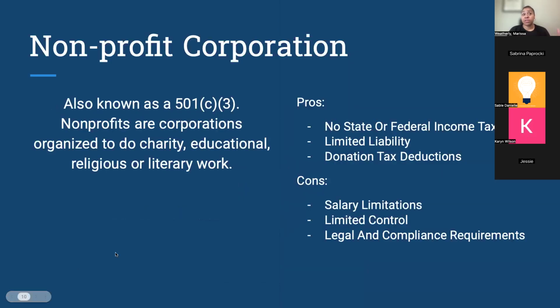So now nonprofits, let's talk about this structure. Nonprofits, also known as a 501(c)(3), are corporations that are organized to do charitable, educational, religious, or literary work. The biggest part about a nonprofit corporation is that you're not going into business to make money. Maybe you want to make money so you can give it away or buy supplies for a charitable, religious, or educational purpose. But the main purpose of it is to do some sort of good works for the community.